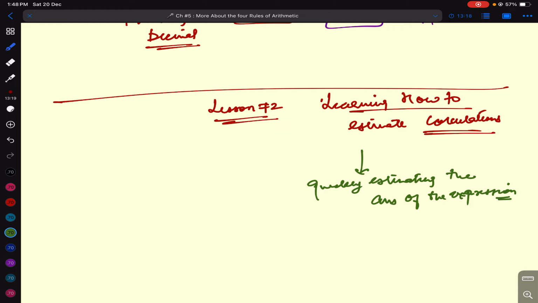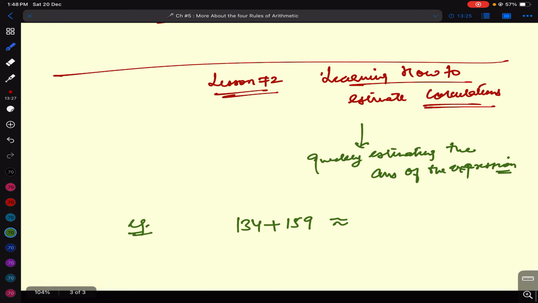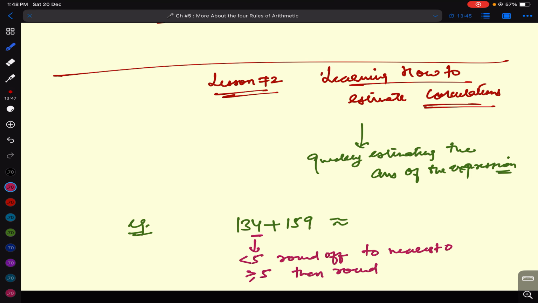For example, let's take 134 plus 159. Now here, when I see the last digit of a number, if it is less than 5, then we round off to the nearest 0. If it is greater than or equal to 5, then round off to the nearest 10. Okay, this is how we do the estimation.